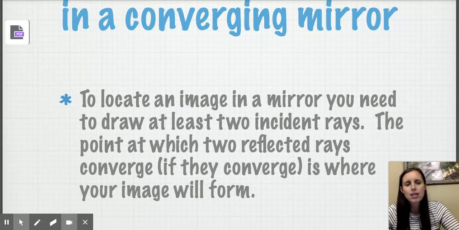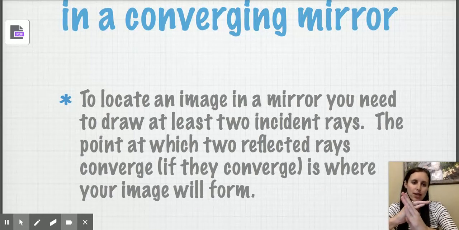The reason you need at least 2 rays is because an image is always going to be located at the point where 2 reflected rays cross. So as soon as you see 2 reflected rays make an X, I say X marks the spot, you know that you have an image.